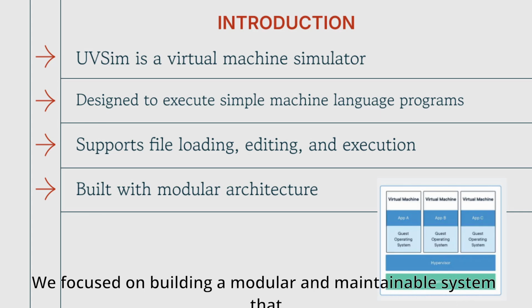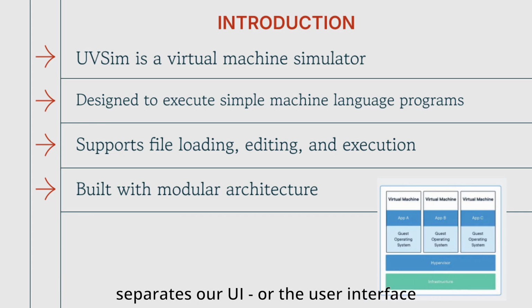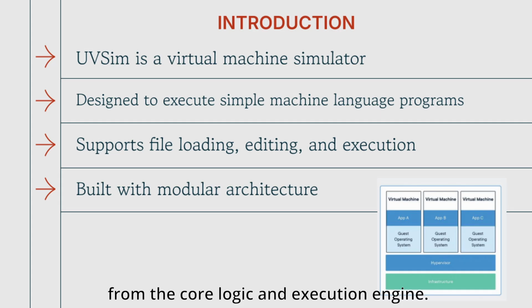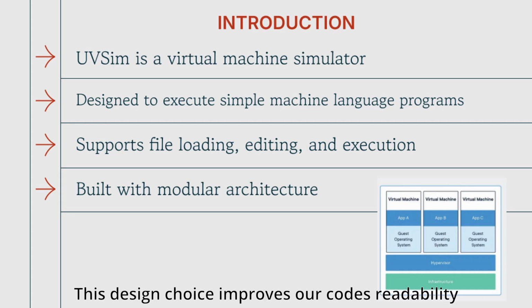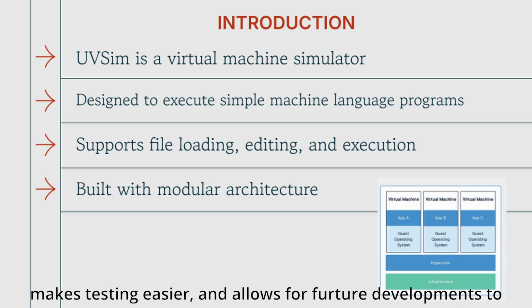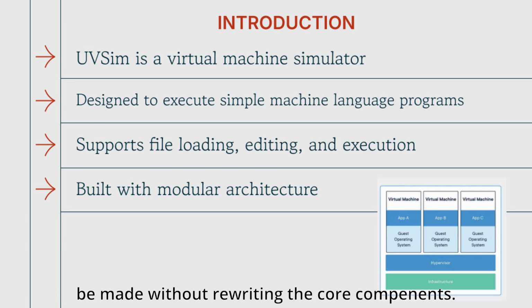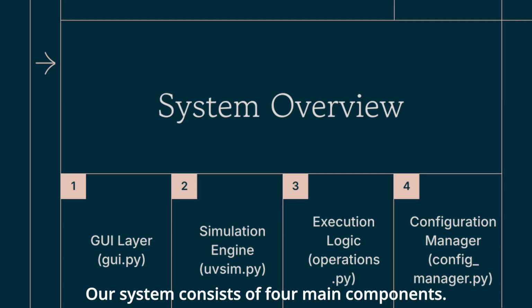We focused on building a modular and maintainable system that separates our UI, or the user interface, from the core logic and the execution engine. This design choice improves our code's readability, makes testing easier, and allows for future developments to be made without rewriting the core components. Our system consists of four main components.